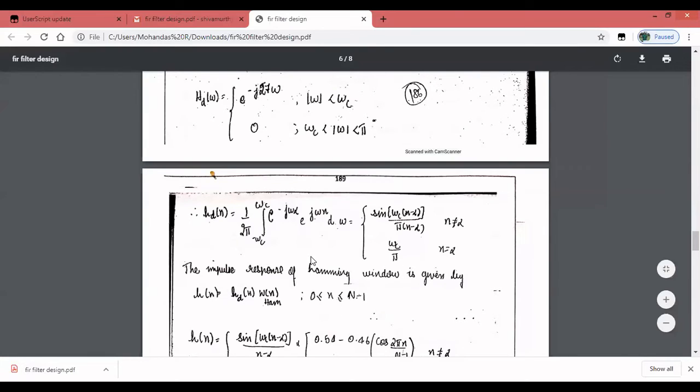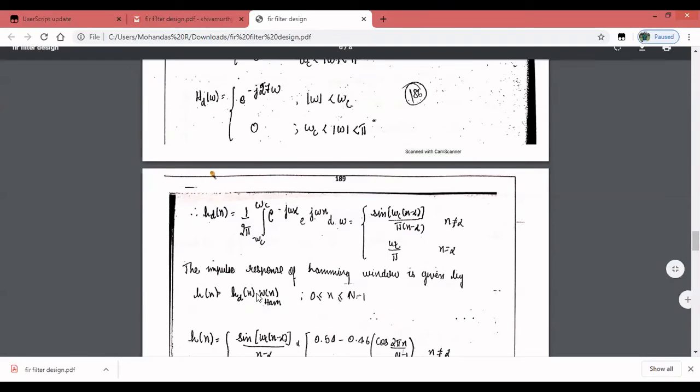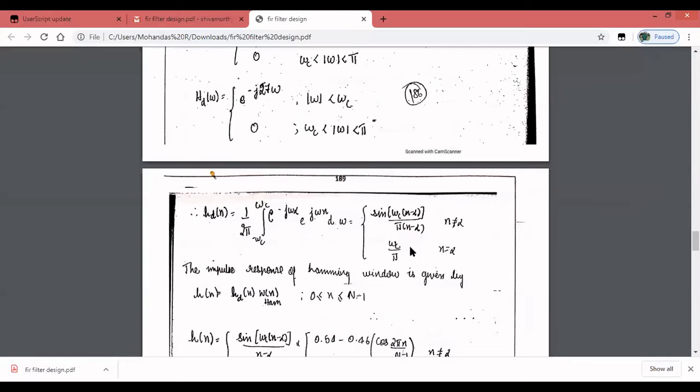But what is the impulse response of a Hamming window? I have to consider both things. The impulse response h of n of a causal FIR filter is given by the formula h of n is equal to hd of n into w of n, where w of n is the window function. I am considering a Hamming window here, so I have to represent the Hamming window equation also.